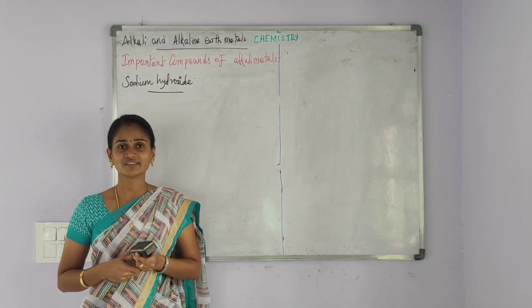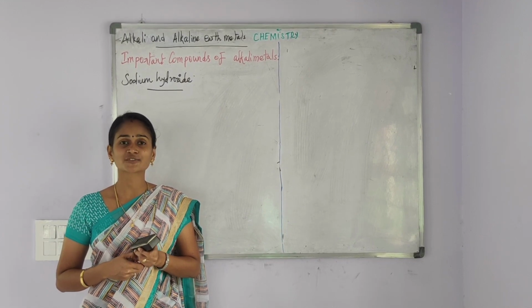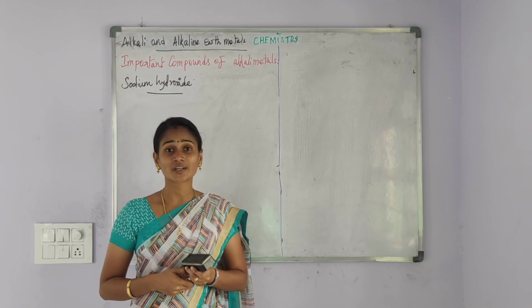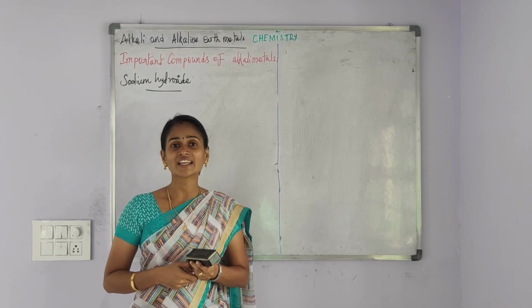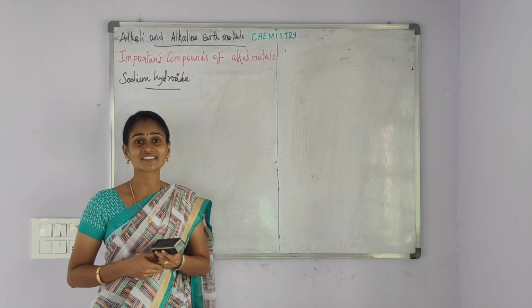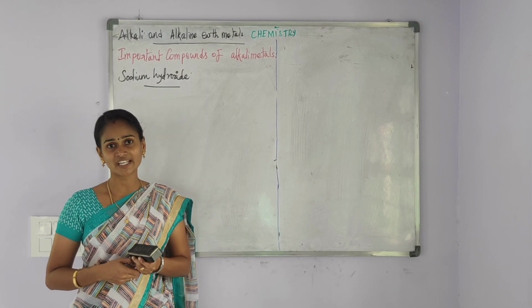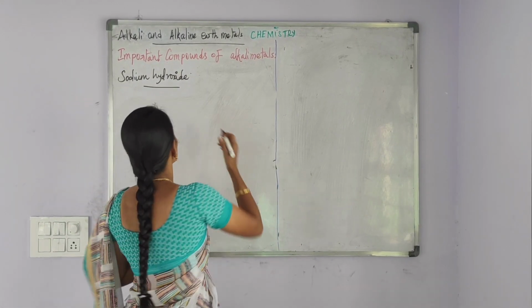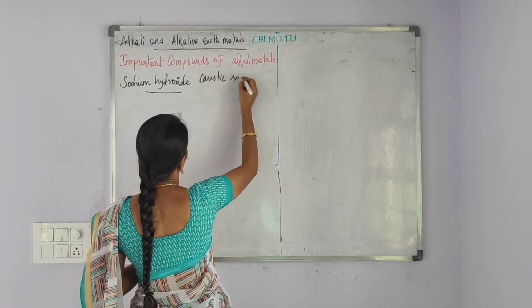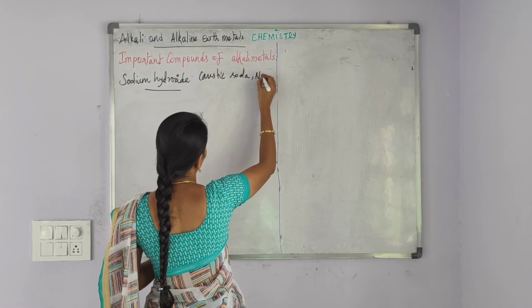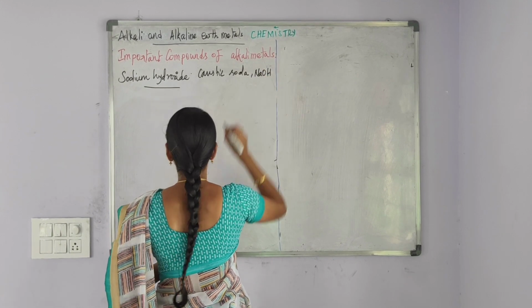In this session we will discuss the topic sodium hydroxide, which is one of the important compounds of alkali metals. Already in our previous classes we discussed sodium carbonate and sodium chloride. Sodium hydroxide is also called caustic soda. Its molecular formula is NaOH.